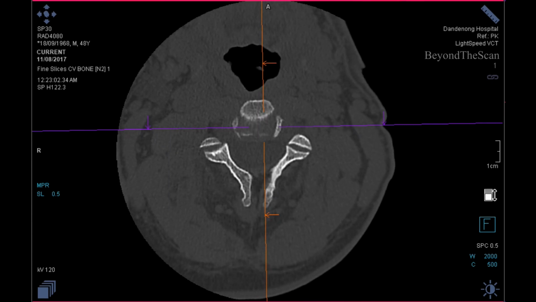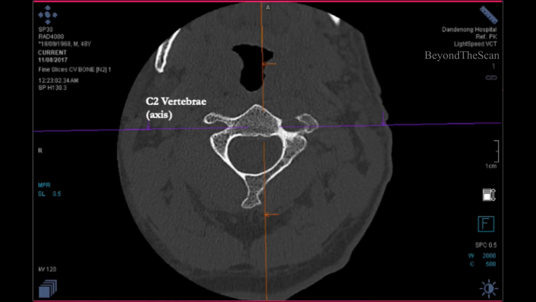As we reach the C2 vertebra, also known as the axis, we can start to see the mandible appear as well. Interestingly, the C2 is the strongest vertebra in the C-spine.